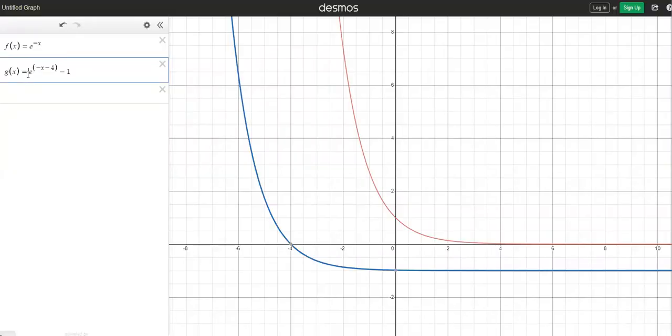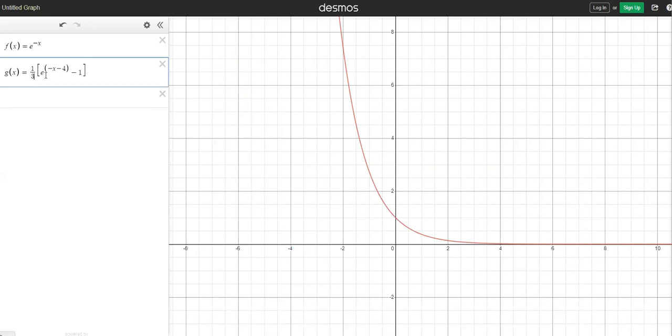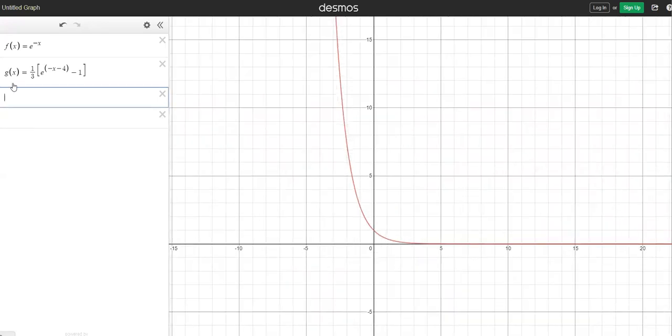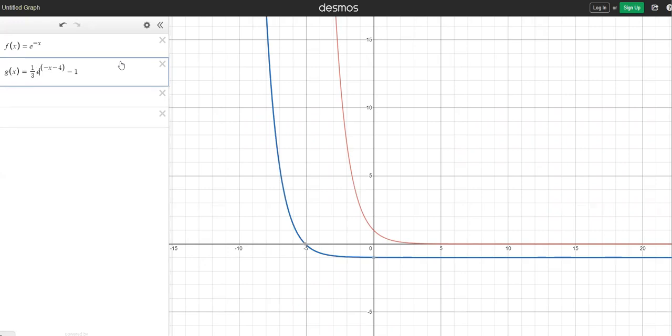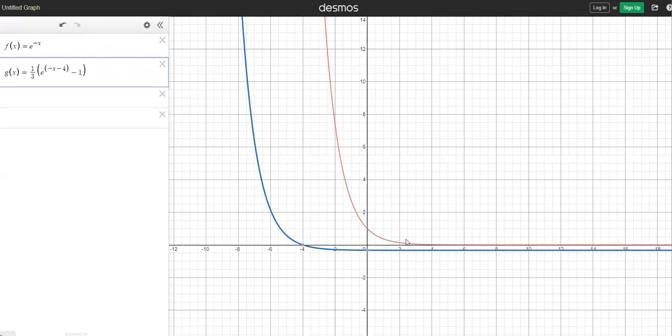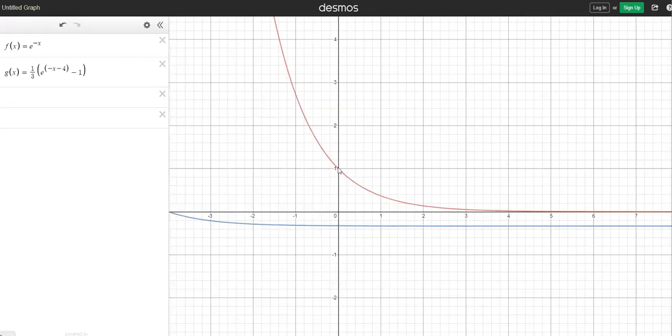So again, if I want to graph this, I'm going to put this whole thing in parentheses. And then I'm going to put a 1/3 out front. Uh-oh, what did it do? I don't think it liked these parentheses. Let me change this. There we go. Okay, so now it's shrunk everything vertically down by 1/3. And I can check that very easily.